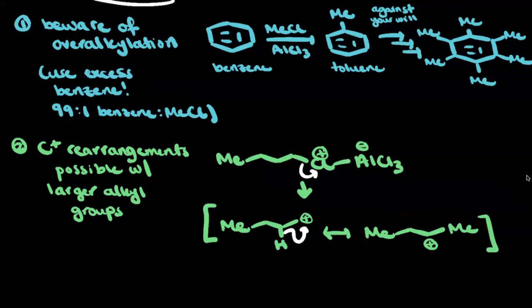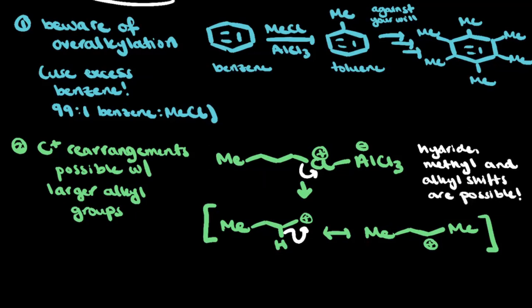So this is a 1,2 hydride shift, but just in general, just know that hydride, methyl, and alkyl shifts I think I cut off there. Yeah, if you guys are not really sure about what this means, make sure that you review your carbocation rearrangements from Orgo 1 because any of them can be useful for this reaction. Okay.